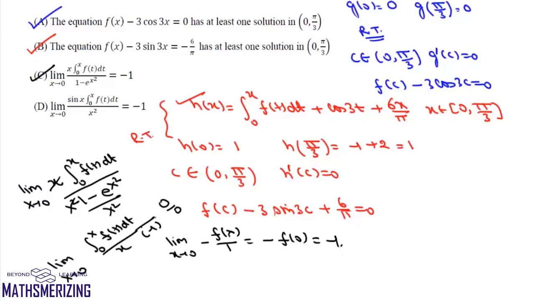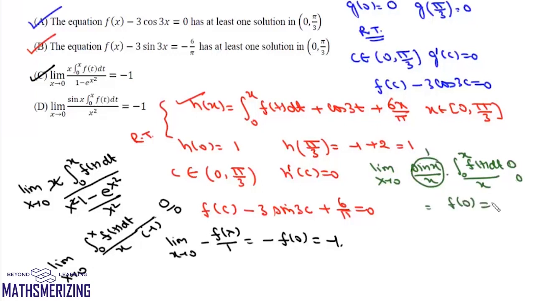Now if we look at this option D, then for this option D we can write limit x tends to 0, this is sin x upon x and then this integral from 0 to x of f(t) dt upon x. Now this is a standard limit 1 and this is 0 upon 0 form. So again, if we use L'Hopital's rule, it will be f(0) and f(0) is 1. So this value is actually 1 and not minus 1. So option D is incorrect. So the correct options are A, B and C.